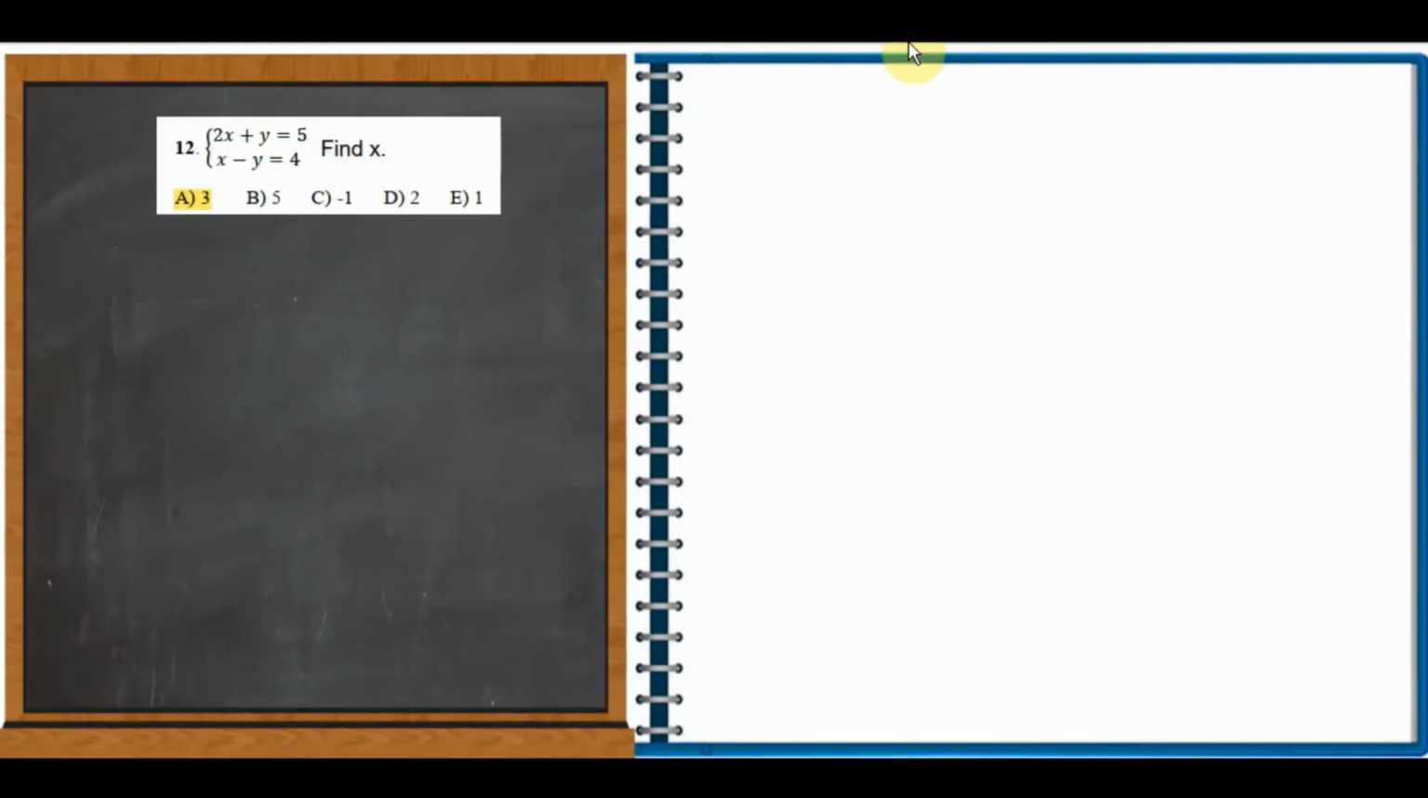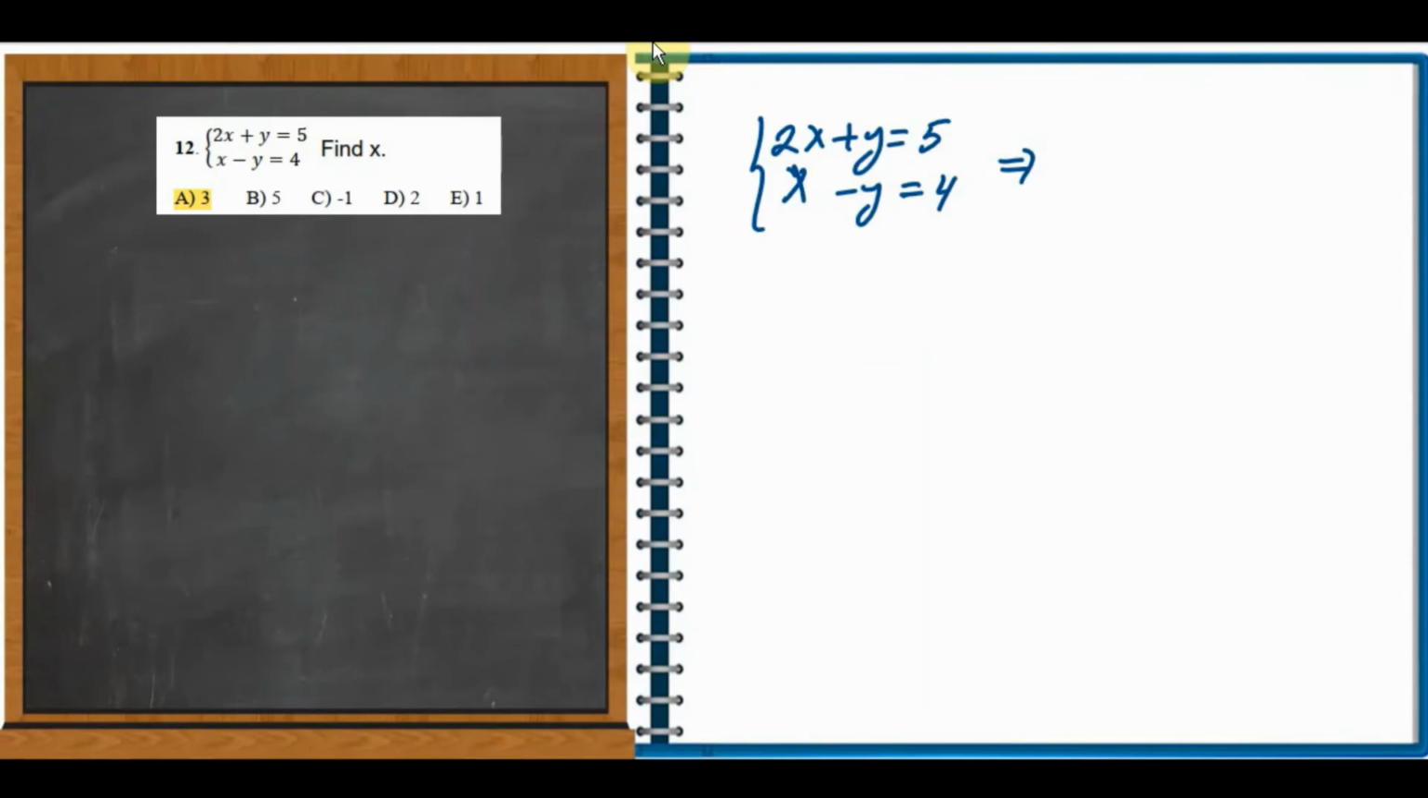Number 12. In this number, we have a simultaneous equation, which is 2x plus y equals 5, x minus y equals 4. In order to solve it, I prefer to add the equations and get rid of y. So when we see negative y and positive y, we can add and eliminate y. So it will be 2x plus x, which is 3x, equals 5 plus 4, 9, x equals 3. And we were looking for x, we found the answer, it is 3.